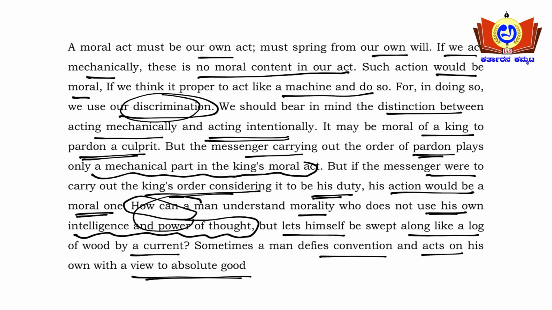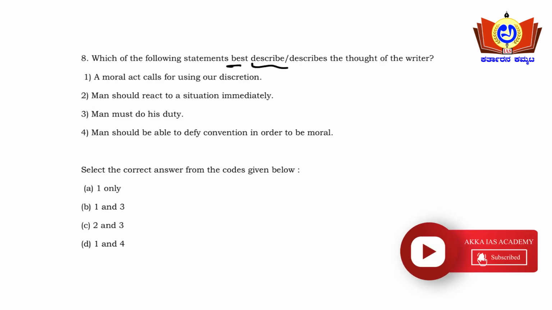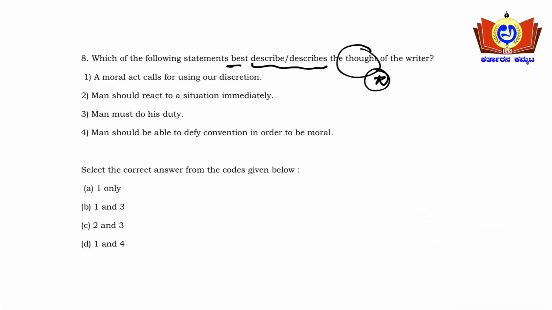So the question is, which of the following statements best describes the thought of the writer here? We need to understand that a moral act calls for using our discretion. See here, friends, when you read the passage, a moral act must be our own act. Our own act means discretion. And in the last part of the passage, sometimes a man defies convention and acts on his own with a view to absolute good. When you consider this statement, option 1 will be the suitable option.